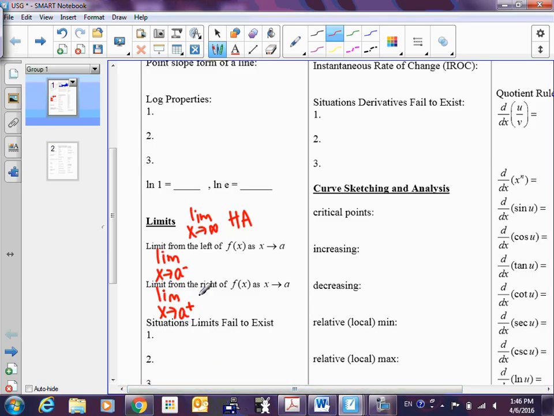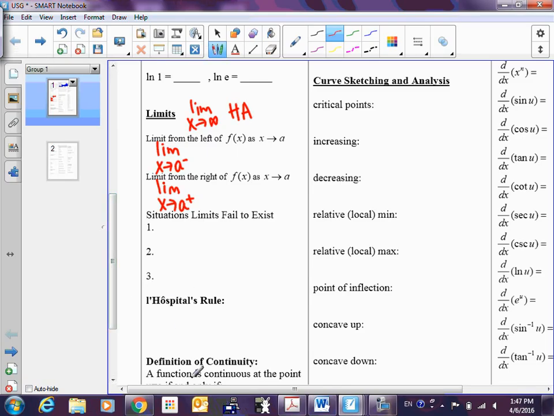And so this type of notation we use sometimes with piecewise functions. Sometimes we use this with graphs. Okay? If the left-sided limit and the right-sided limit are different, then what does that tell us about the limit? It does not exist. Situations where the limit fails to exist, the most basic one would be where the left-sided limit is not equal to the right-sided limit.